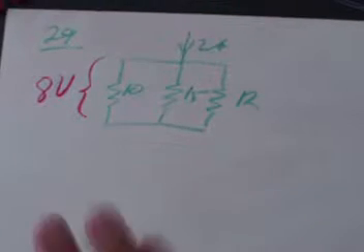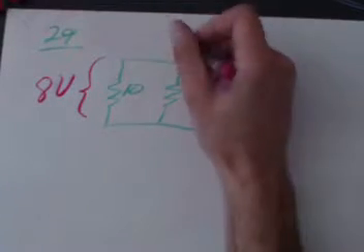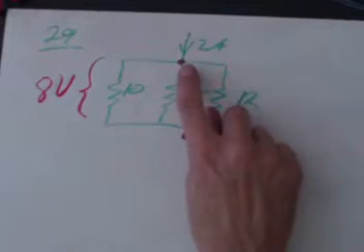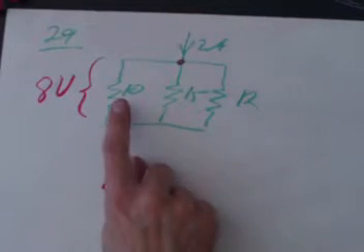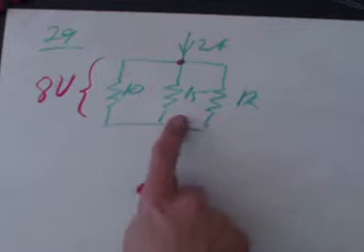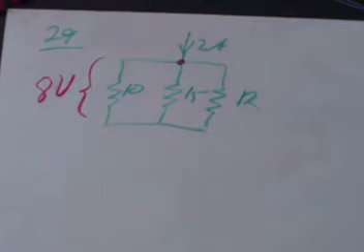29 shows a circuit like this. You have 2 amps essentially flowing into a junction right there, and when the current hits this junction, it'll split across this way: a 10, a 15, and an R. So there'll definitely be a split of currents right there.